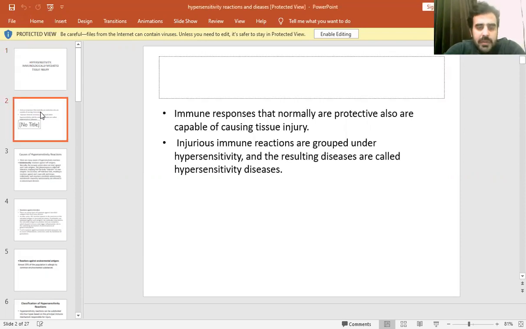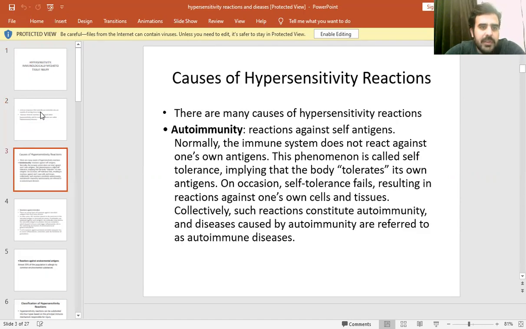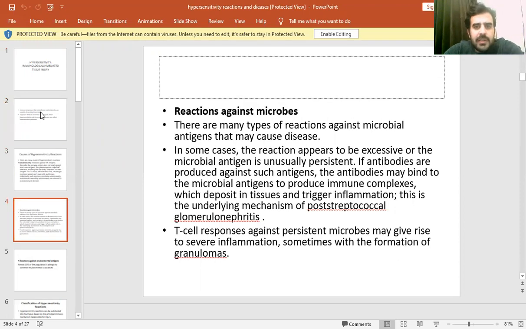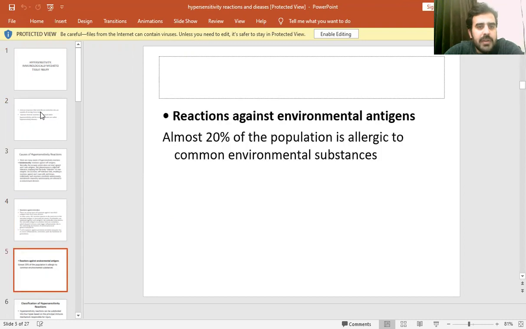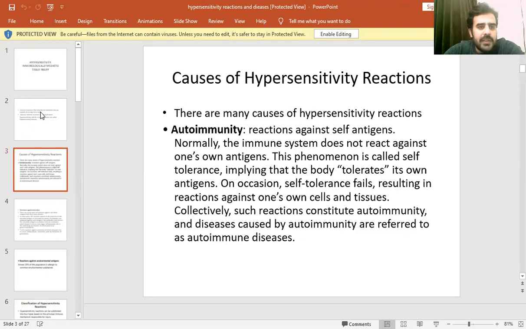Immune responses are normally protective, but they are also capable of causing tissue injury. Injurious immune reactions that cause injury to the tissue are grouped under hypersensitivity, and the resulting diseases we call hypersensitivity diseases. There is a long list of hypersensitivity diseases, and we are going to discuss them one by one. There are many causes of hypersensitivity reactions, including autoimmunity, reactions against microbes or microorganisms, and environmental antigens. Let's discuss the first one.